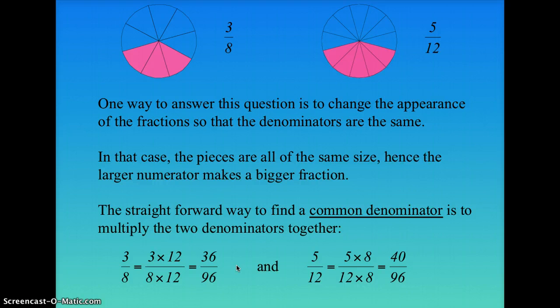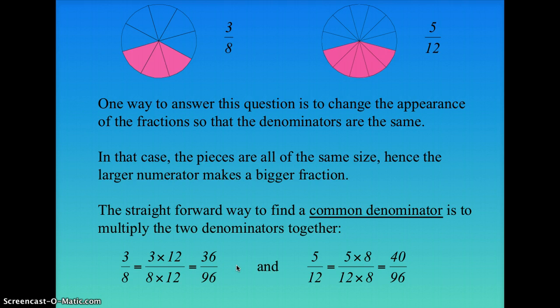Some of you might have recognized that you could have taken 3/8 and made it over 24, multiplying by 3 on top and bottom, so it would be 9/24. And then 5/12 could also go to 24, which would be 10/24. Remember, those are equivalent fractions, so it's the same regardless.